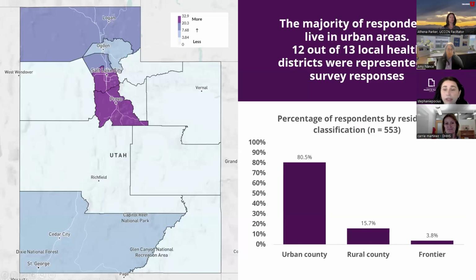While 12 out of the 13 local health districts were represented in the caregiver survey, roughly 81% of responses came from caregivers residing in urban areas. So a little bit more urban responses and urban experiences were captured in the caregiver survey.